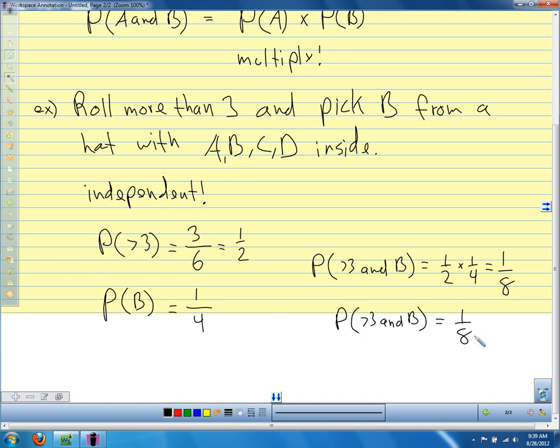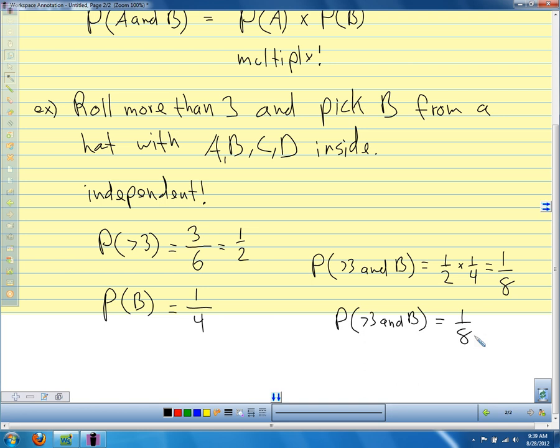Yes? Right? Yes, we'll talk about that in just a second. Very good question. So you're asking about dependent events. How do we figure out dependent events? Because if we take a letter out and don't put it back, then that makes it a dependent event. We'll talk about that in just a second.